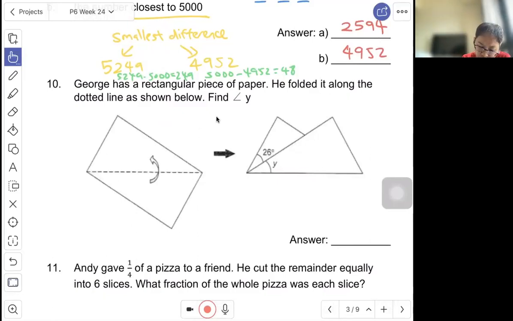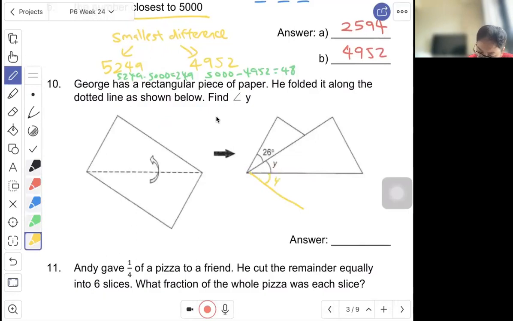So for question 10, you say George has a rectangular piece of paper. So you fold it along the dotted line shown. Find angle Y. So when you fold back, you'll see that this is a Y. And this thing is a 90 degree rectangular piece of paper. So you take 90 minus 26. You get 64, followed by divide by 2, because 2Y, that gives you 32. So the answer is 32 degrees.